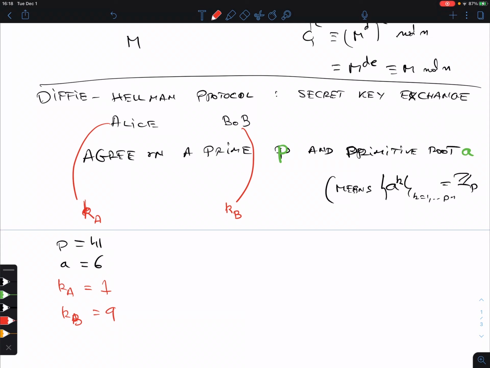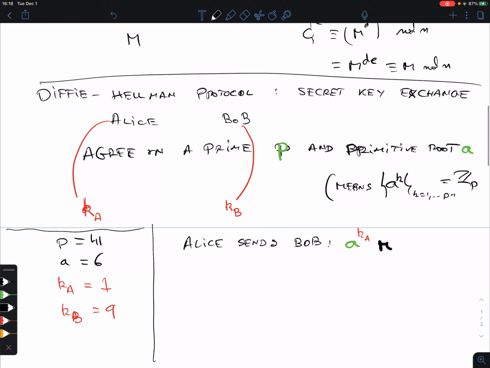Now, these are not the secret keys. Be careful, this is the mistake people often make here. So what they then do: Alice is sending to Bob. This is the general case first, let me first explain the general case. So Alice sends to Bob what? She takes the publicly available root A, raises it to her secret exponent, and then again reduces mod P.